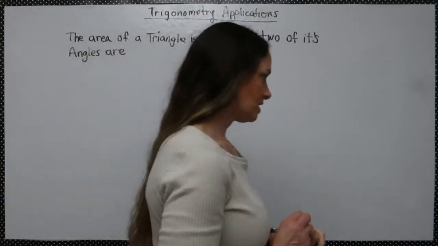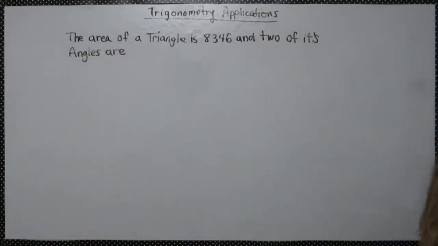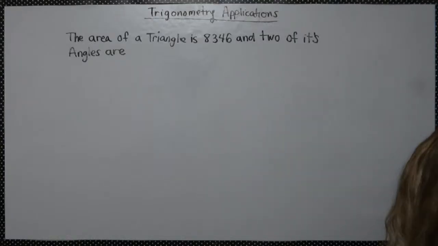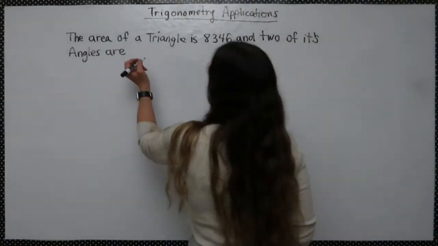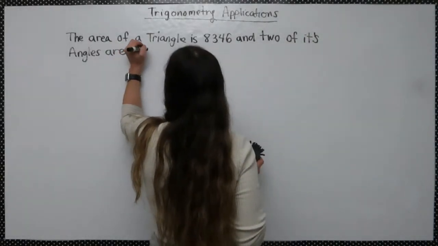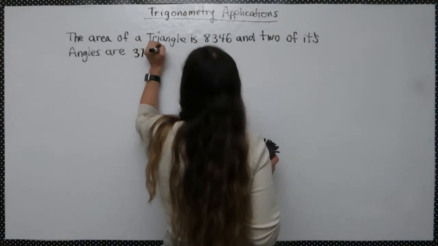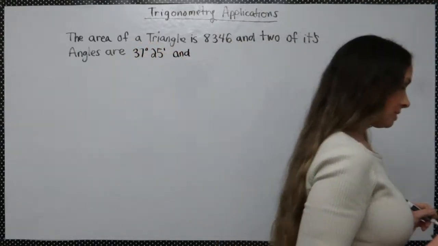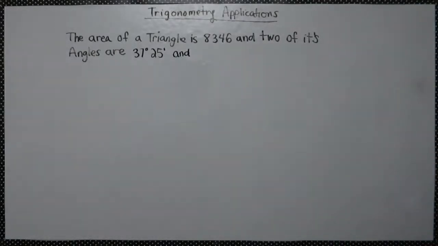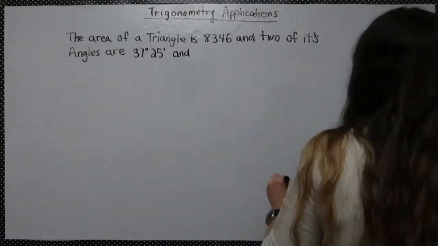I'm going to have to get another marker because this one's, where's my good marker? All right. 37 degrees, 25 minutes. And let's see what this other one is and get these values up here. 56 degrees, 17 minutes.